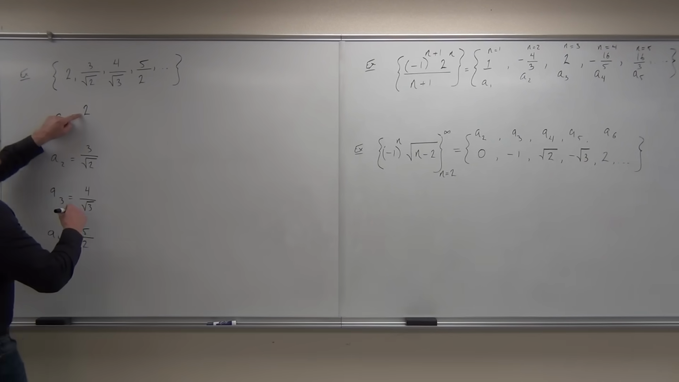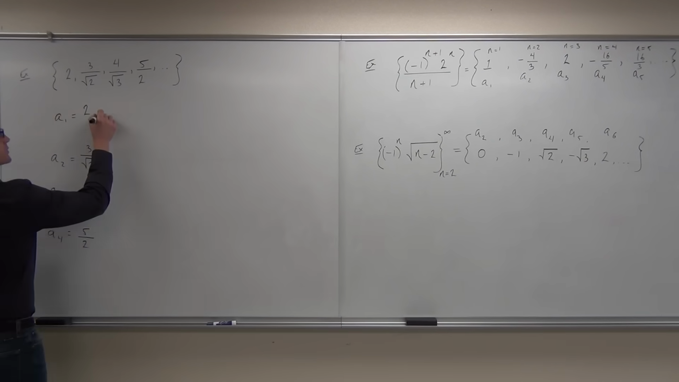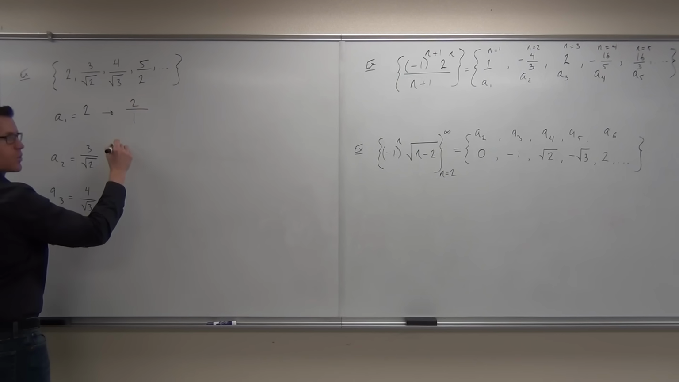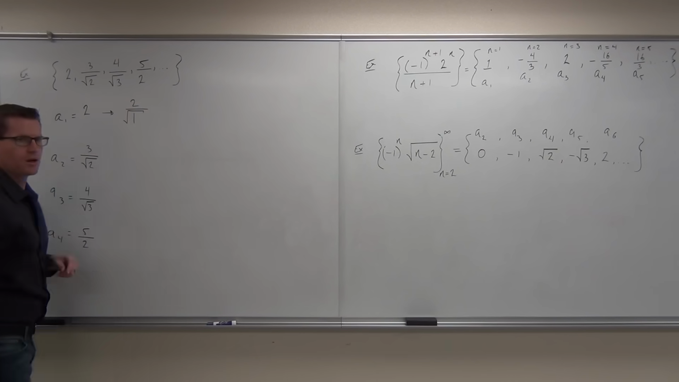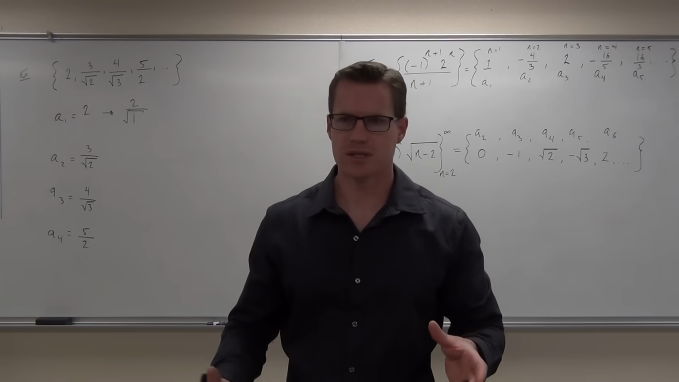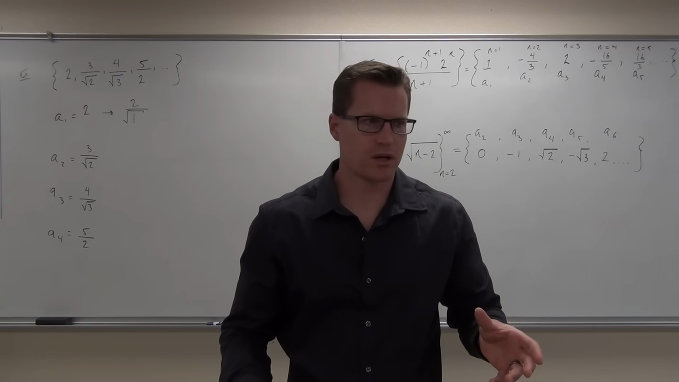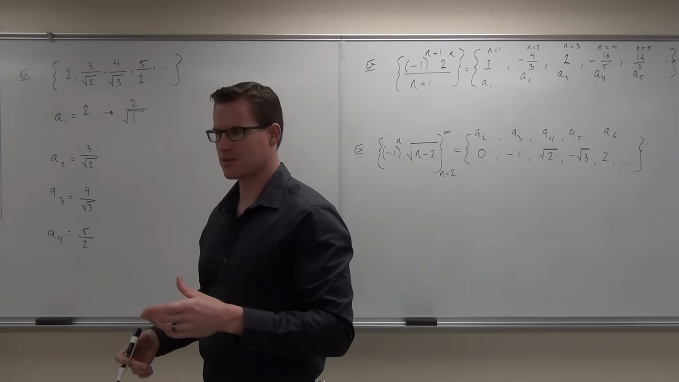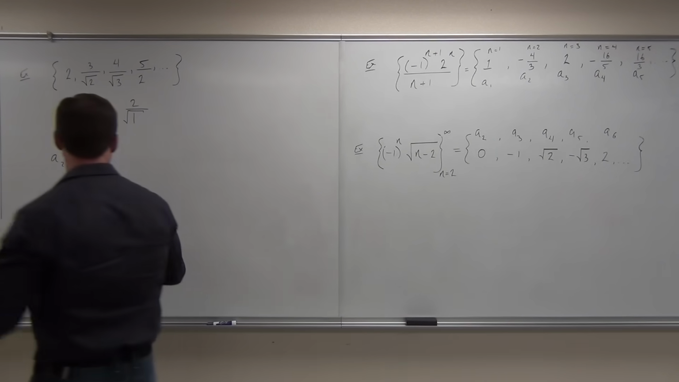So if I say, hey, wait a minute. Instead of 2, this is 2 over 1. Moreover, I can do 2 over square root of 1. Notice how I changed the look of that term, not the value of it. It's still the same thing, right? 2 over square root of 1 is still 2, but now it more fits my pattern. Does that make sense to you? This is how I did finding a pattern.